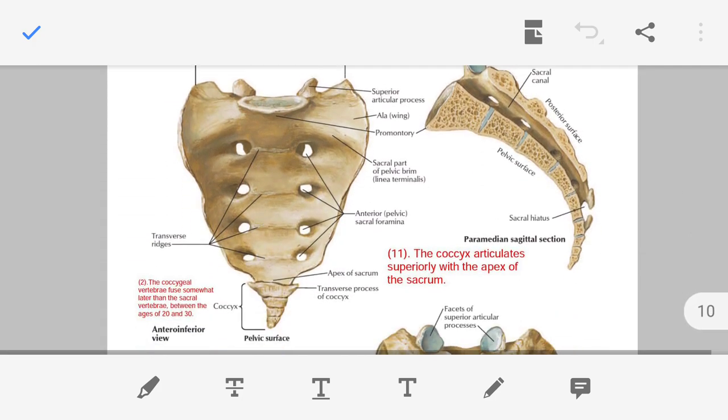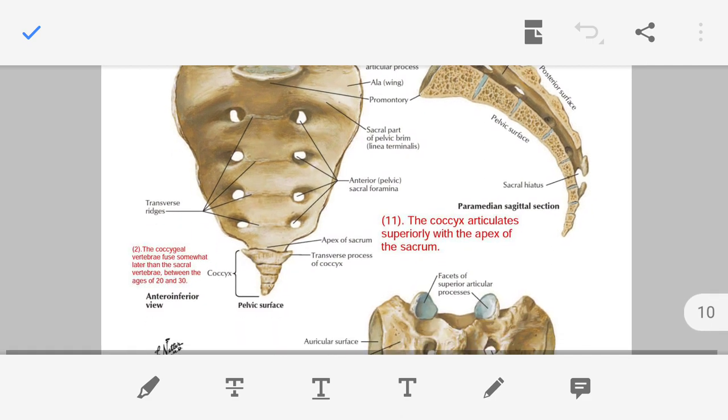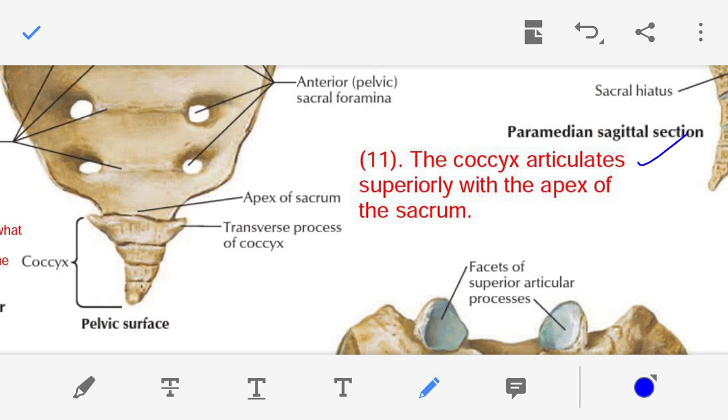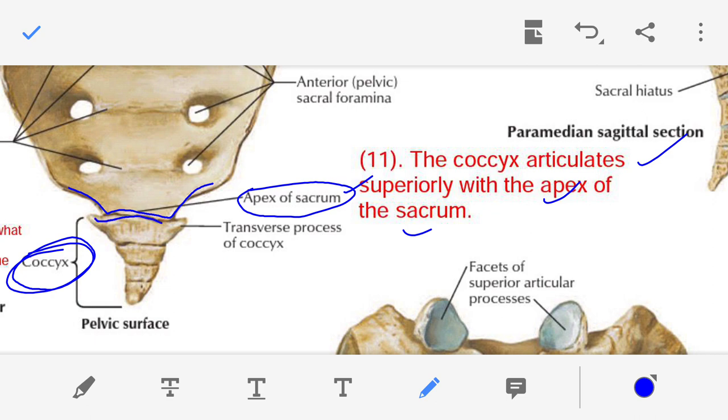Now moving on to the last point of our discussion, point number 11. The coccyx articulates superiorly with the apex of the sacrum. For example, here this one is the coccyx, and it is joining with the apex of the sacrum. This is the apex of the sacrum, and this is the superior articular facet of the coccyx. So this coccyx is joining the sacrum. So the coccyx articulates superiorly with the apex of the sacrum.